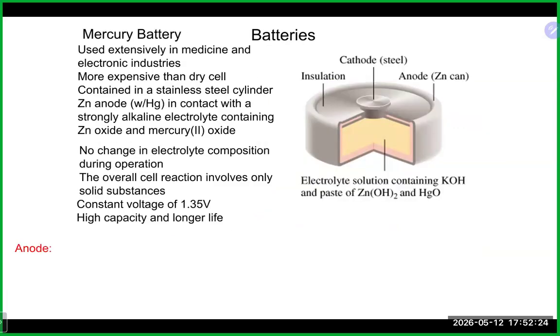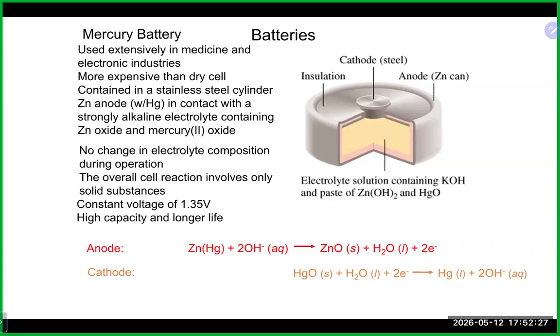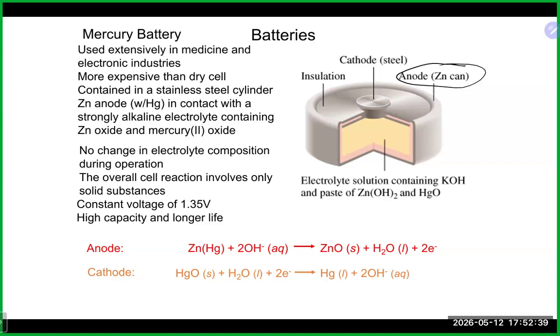It's used a lot in the medical and electronic industry. It's a little bit more expensive than a dry cell. It also contains a similar type of setup. It's got our anode, which again is sort of a zinc can. It's also got our cathode here, which is some steel, and a very strongly alkaline solution. And alkaline means basic, so something like KOH, which is a strong base, also a strong electrolyte. Again, the idea there is to keep everything flowing and the right overall charge happening here.